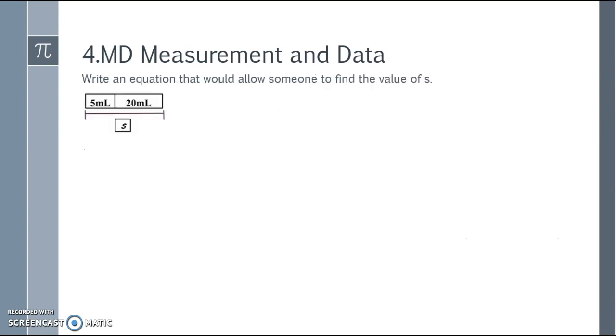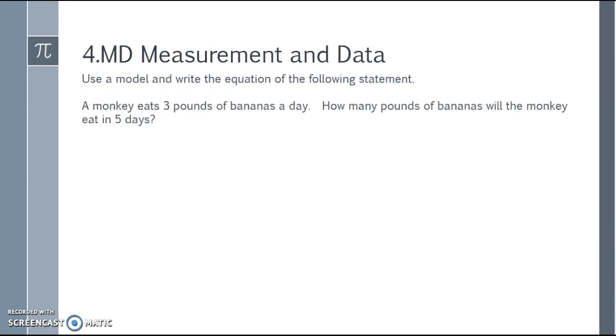Write an equation that would allow someone to find the value of S. Pause the video, see if you can work this out. 50 milliliters plus 20 milliliters equals the whole value of S. So 50 plus 20 is S.